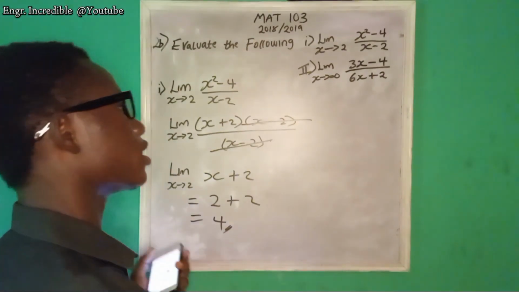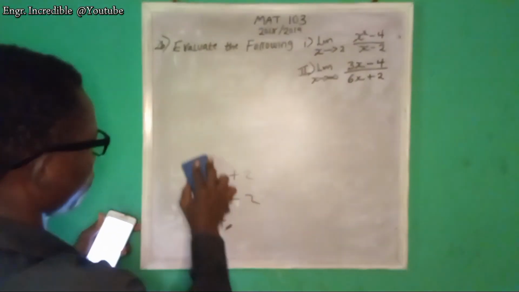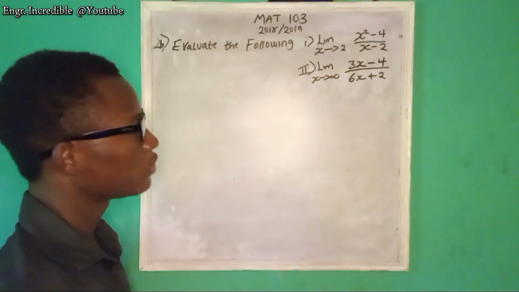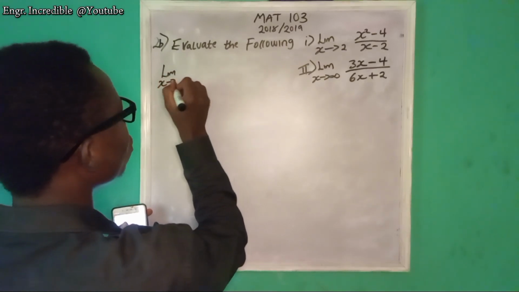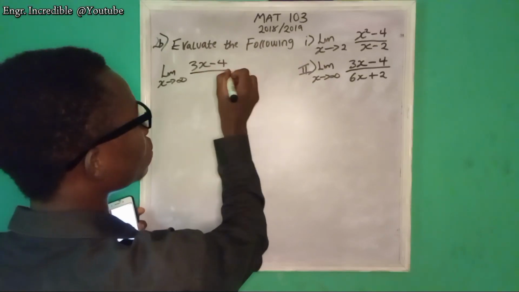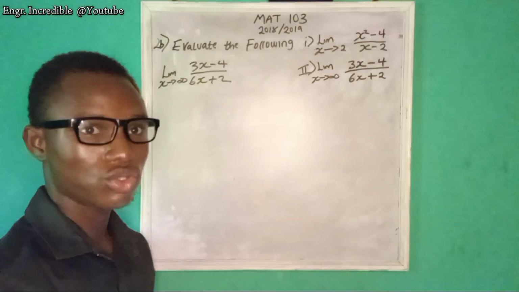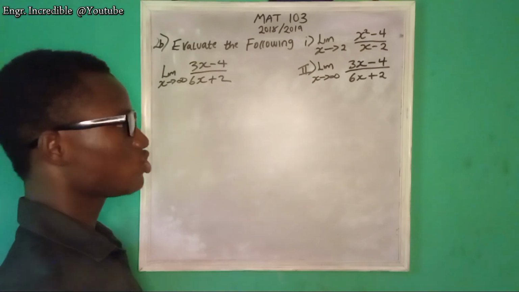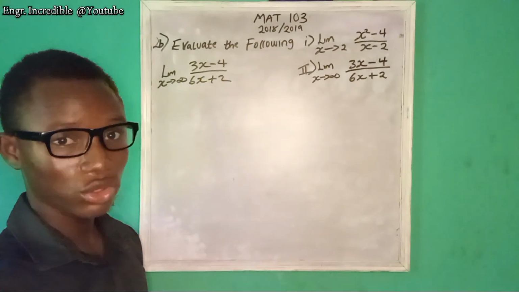While for the II, we are going to use a different approach. Let me write, we have the limit of x tends to infinity of 3x minus 4 divided by 6x plus 2. That is what the question is. As obvious as it is, if you put infinity into this equation, you are going to get an undefined answer. Infinity minus 4 over infinity plus 2 is not going to make sense.